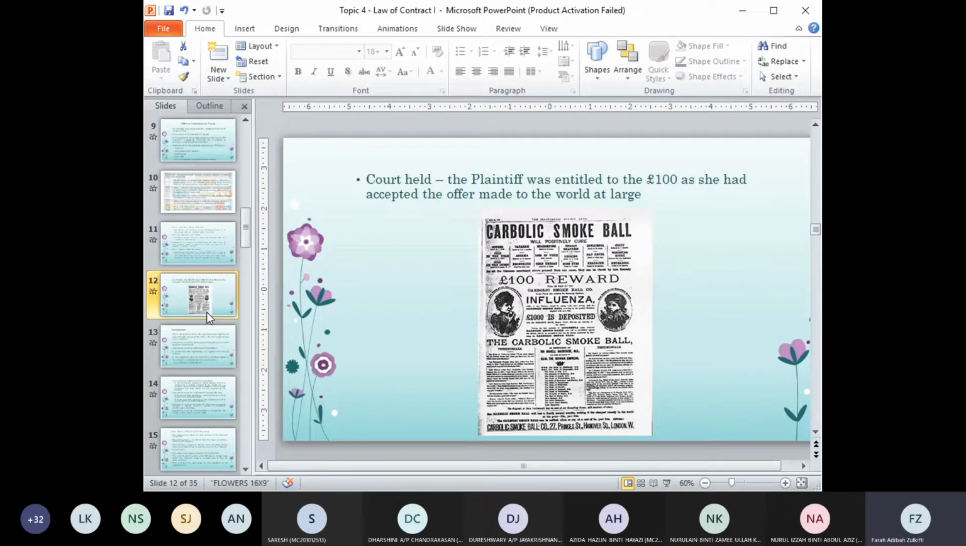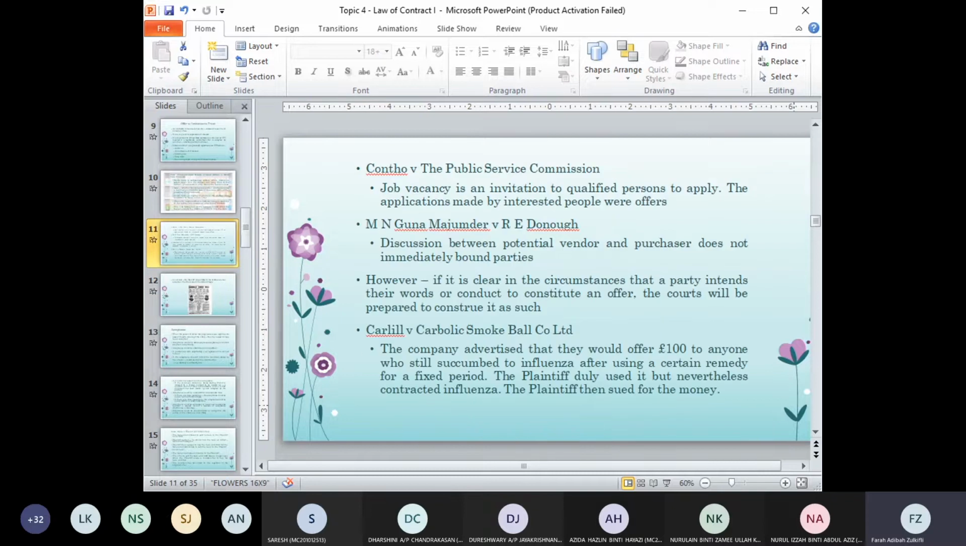It is equivalent to nowadays if someone puts on an advertisement that we can assure you that if you use our product, you will be slim in 2 months. If you are not slim in 2 months, we will pay your money back. So it is something similar to that. That is what they state in the case of Carlill versus Carbolic Smokeball. They state that if anyone uses their product but still gets influenza, they will give them a reward of 100 pounds sterling. So they offer 100 pounds sterling to anyone who still succumbs to influenza after using their smoke ball for a fixed period.